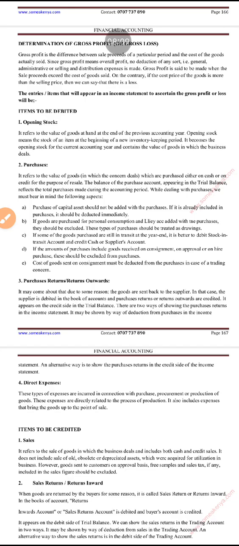So you use it in the business to facilitate you generate more sales. And therefore, when you purchase a fixed asset, it should be treated as a fixed asset and not purchases or stock. So if it is already included in the purchases, it should be deducted immediately. B, if goods are purchased for personal consumption and are added with the purchases, they should be excluded. These types of purchases should be treated as drawings.